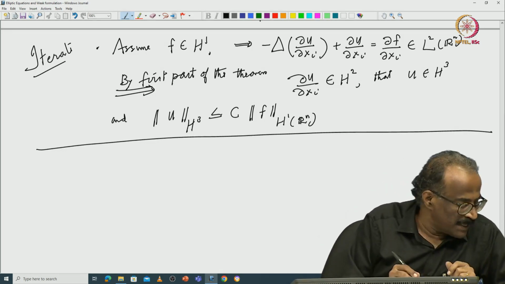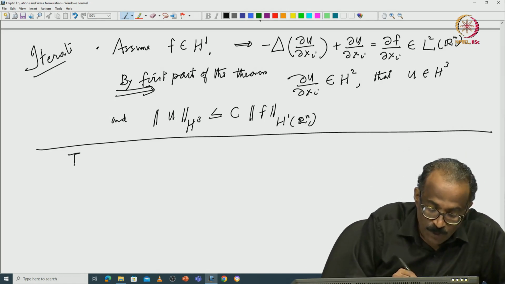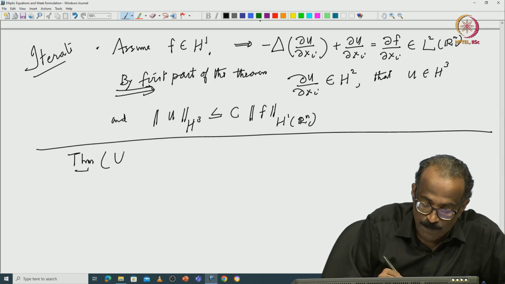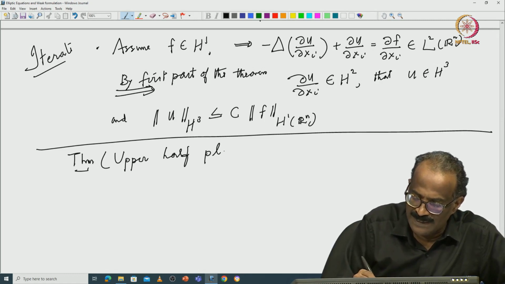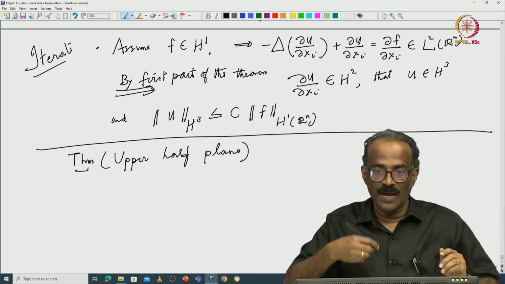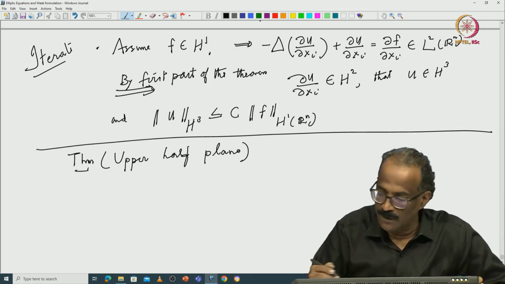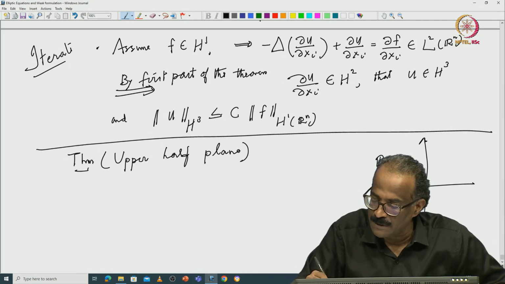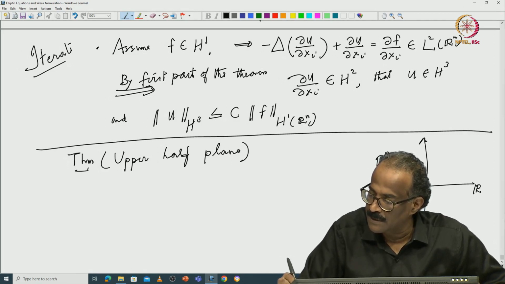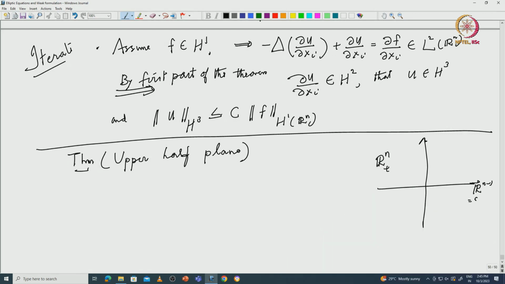But when you go to the upper half plane, let me write down the theorem. This is slightly more involved because you do not have the full xn direction. So this is your R^n plus, this is your R^n minus, identified with x prime, 0. Any point here will be of the form (x prime, xn), and this is your xn. So what is the theorem? Let me write down the theorem.